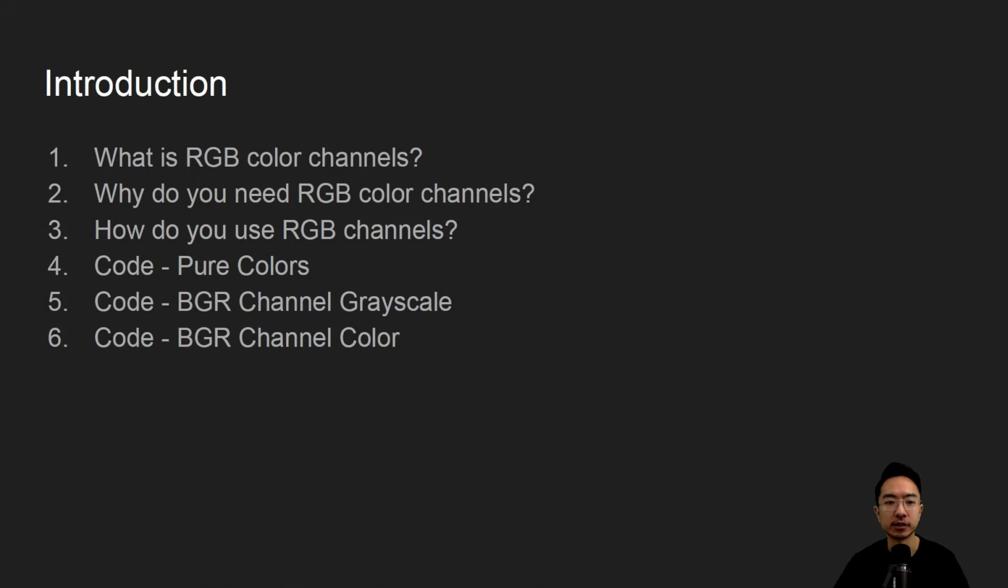All right, so in this video, we're going to talk about RGB color channels. So we're going to first talk about what is RGB color channels, why we need RGB color channels, how do we use RGB color channels, and then jump into some coding examples, talk about some pure colors, gray channels for the BGR colors, and then the actual BGR color channels to see colors for the individual channels.